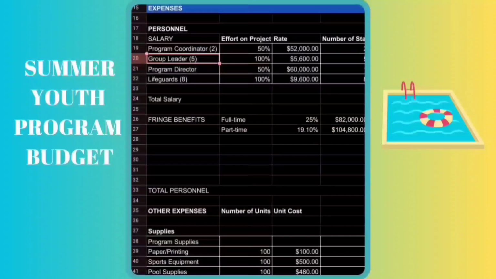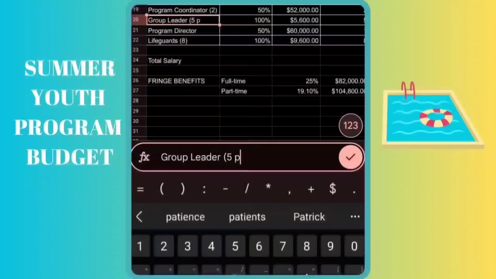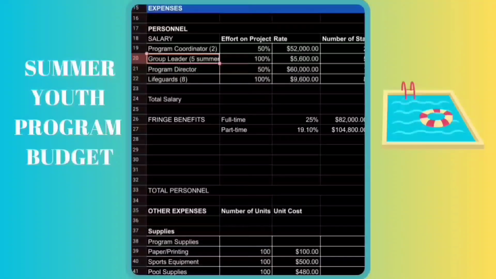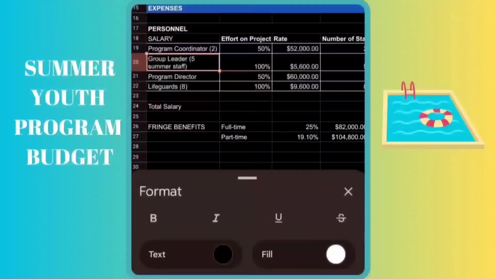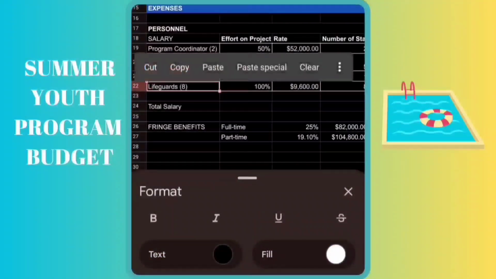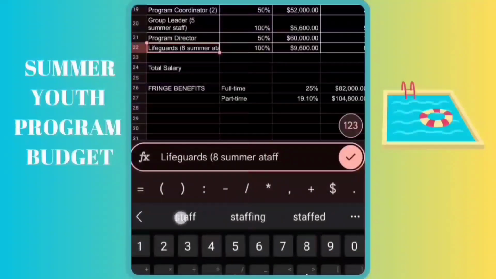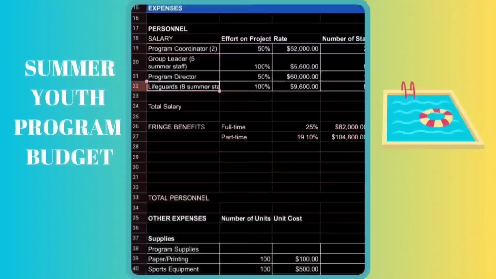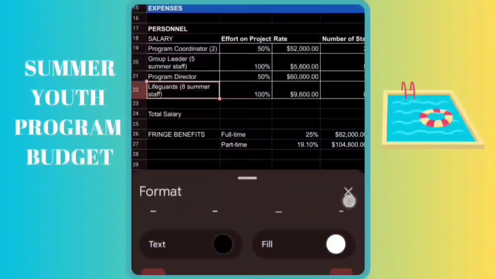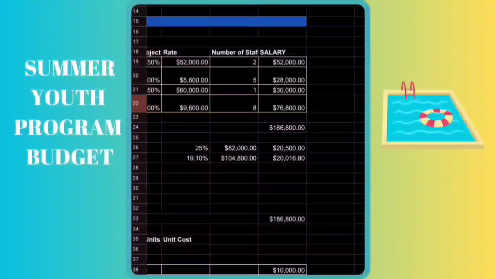We're going to fix the program coordinator because we decided that they are full-time, just that they are 50% on this project. The group leaders are part-time. They are 5 summer staff that are 100% on the project. There'll be 8 summer staff in the life.